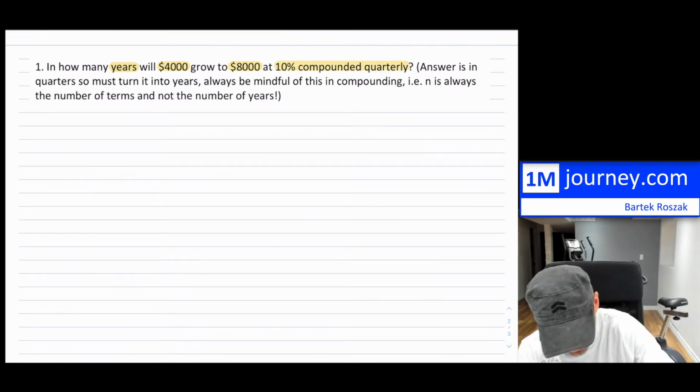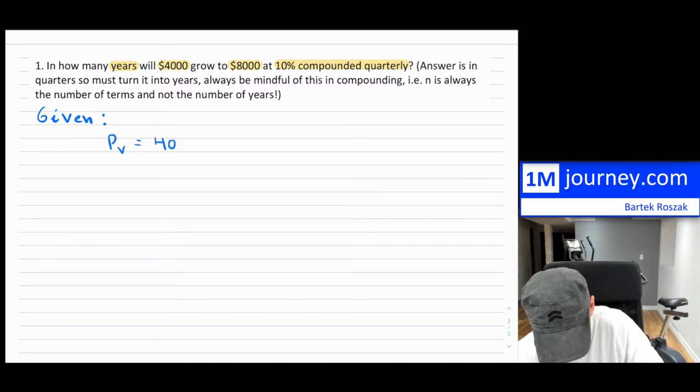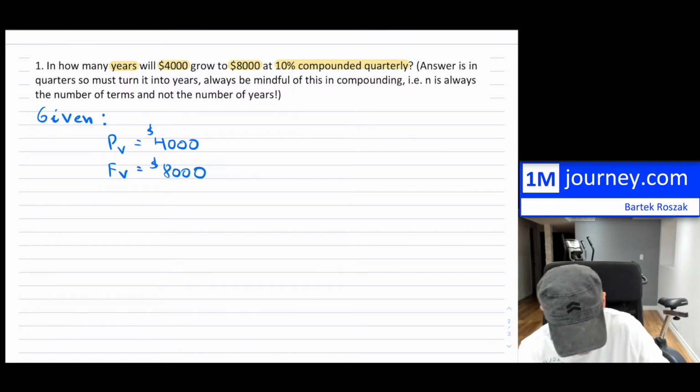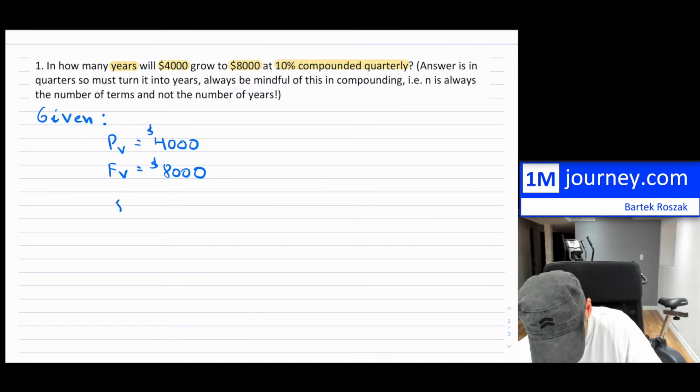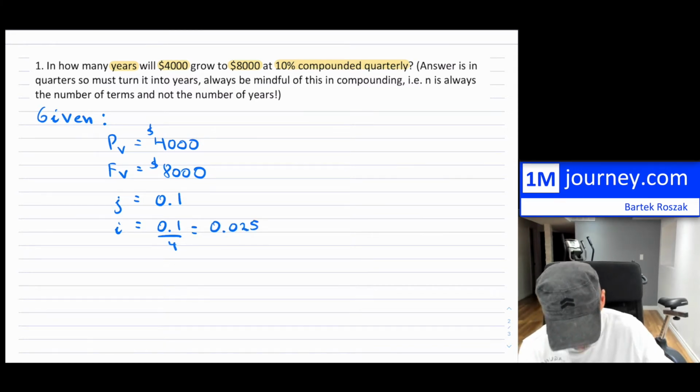I'm going to just write it out for myself. So these are my given pieces of info. My present value that I'm starting off with is $4,000. My future value is supposed to be $8,000, so it doubles. My interest, my J, is 0.1. My I is quarterly, so it's going to be 0.1 divided by 4. So in this case, we can write that out.